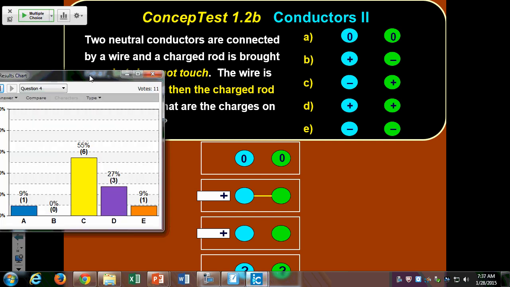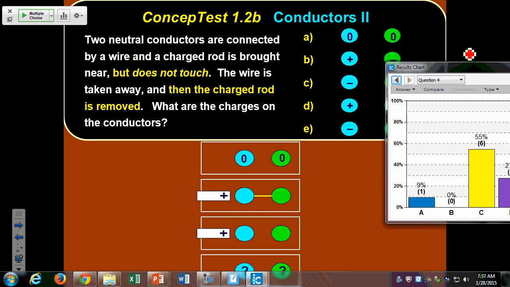Okay, let's see. So when I bring together this positive rod here, I get a negative charge there and a positive charge there. And then when you take away the wire in between, I keep them, and then when you take away the positive charge rod, you keep those charges. This is called charge by what? Induction, right? Not conduction. Conduction requires contact, and in this case, it's charged by induction. So let's see, what was that, C? Yeah, C.